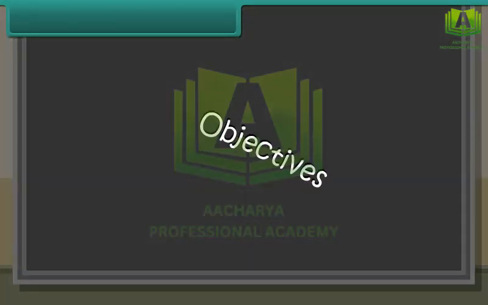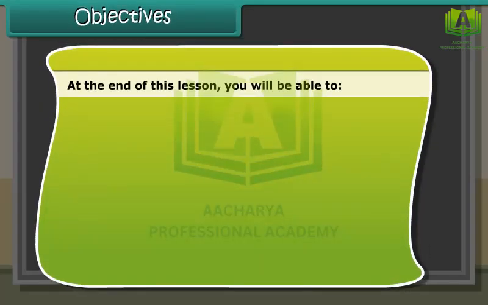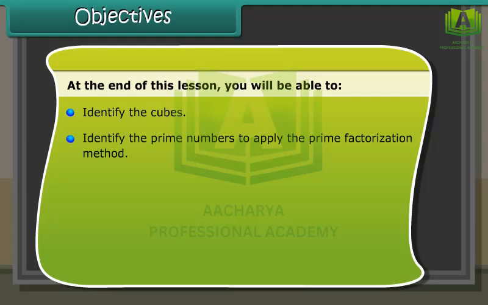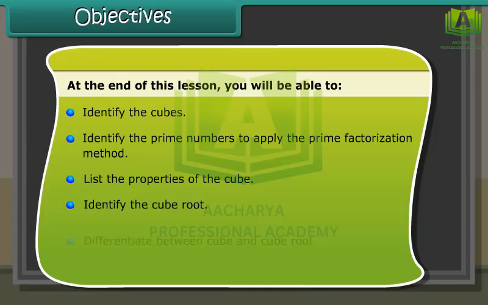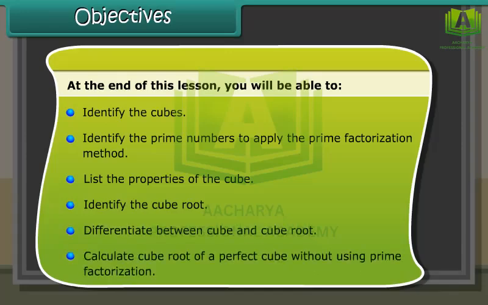Objectives. At the end of this lesson, you'll be able to identify the cubes, identify the prime numbers to apply the prime factorization method, list the properties of the cube, identify the cube root, differentiate between cube and cube root, and calculate the cube root of a perfect cube without using prime factorization.